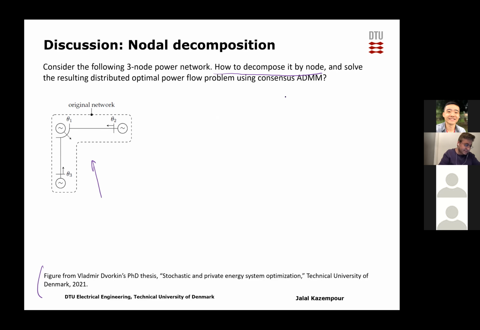How to decompose this system by node and solve the resulting distributed OPF problem, 1 OPF problem per node using consensus ADMM. So instead of solving 1 OPF problem for the whole system, we would like to solve OPF problem in a distributed manner, 1 OPF for node 2, 1 OPF for node 1, and 1 OPF problem for node 3, and solve them separately but iteratively. Is the question clear?